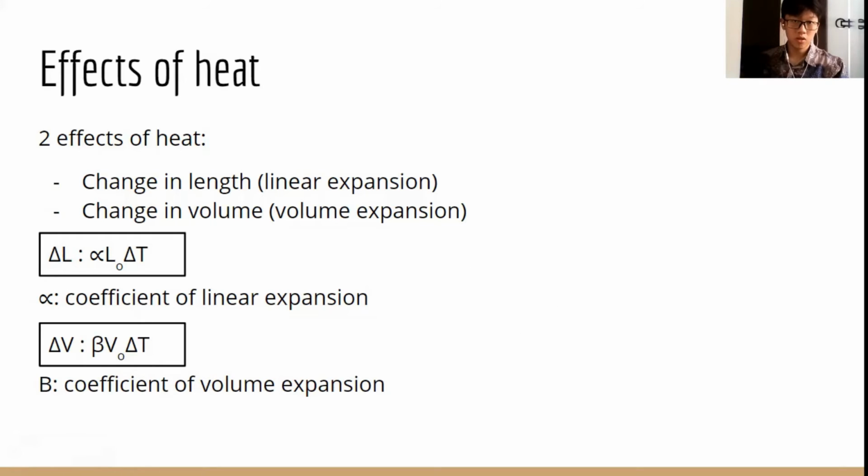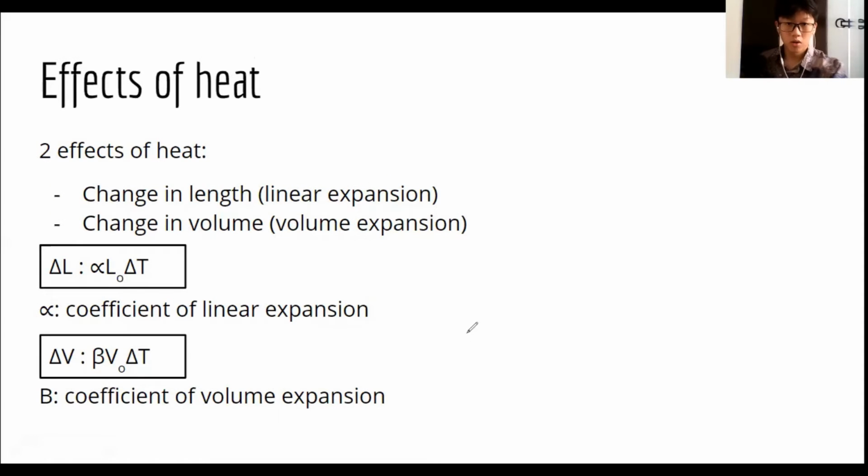Oh, by the way, if the problem is given only alpha, but we are being asked for volume expansion, you can turn alpha into beta. So beta is equivalent to 3 alpha. And if we are being asked for the area expansion, you can use 2 alpha. Okay, so that's clear. So let's try to solve a question.